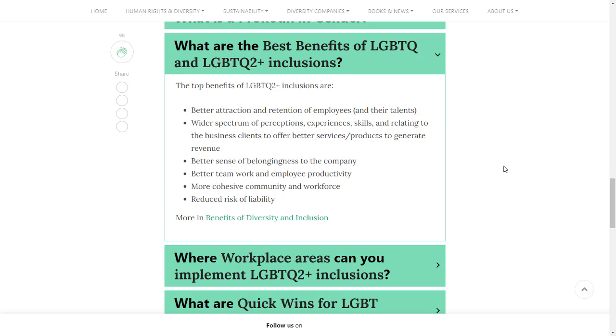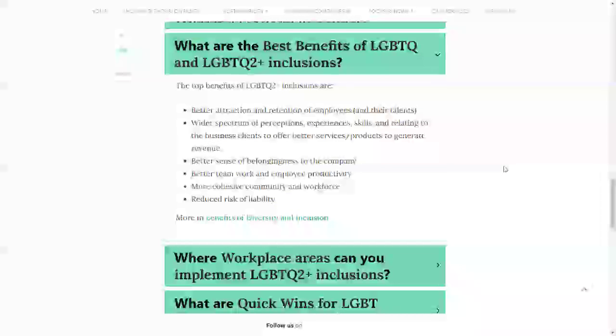Being inclusive with the LGBT community can also encourage better teamwork and higher productivity. And of course, being inclusive is a major and important corporate or organizational value in today's world, and it will help you to reduce risk of liability.